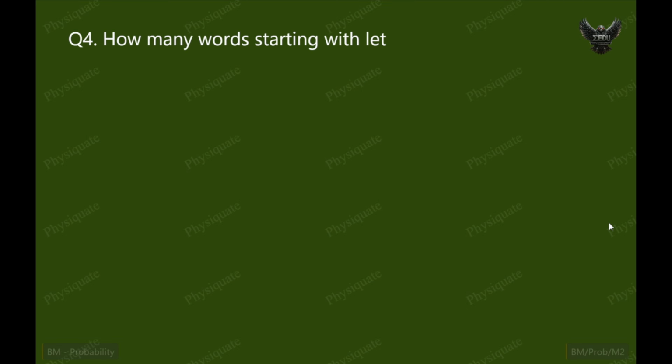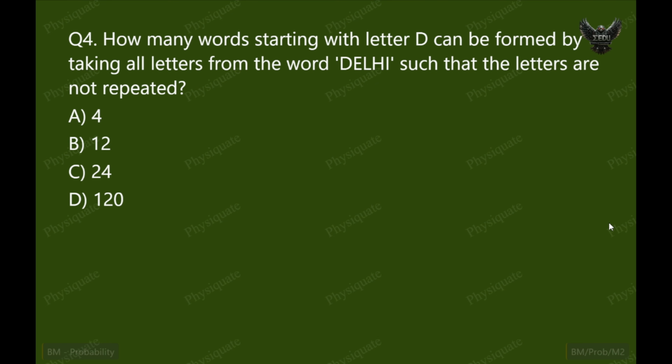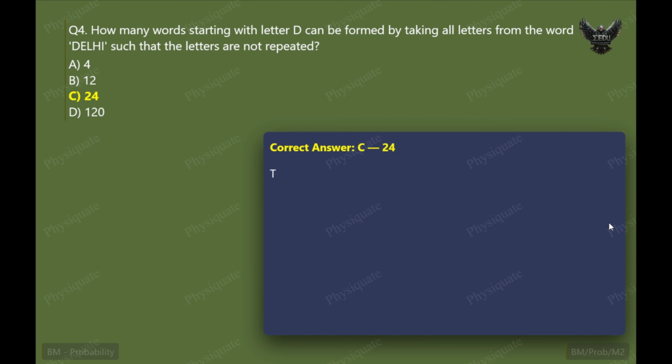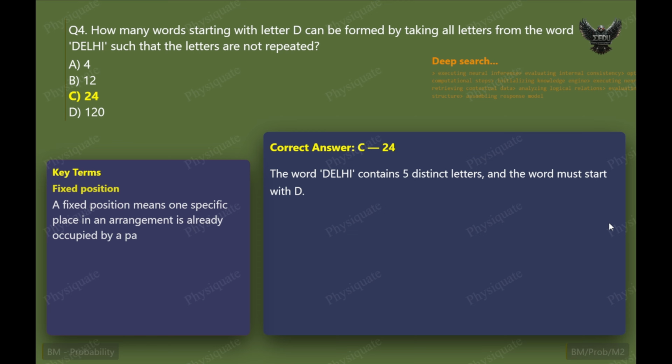Question 4. How many words starting with letter D can be formed by taking all letters from the word Delhi such that the letters are not repeated? Correct answer is: the word Delhi contains 5 distinct letters, and the word must start with D. Now let us consider fixed position. A fixed position means one specific place in an arrangement is already occupied by a particular element, reducing the number of positions available for permutation.